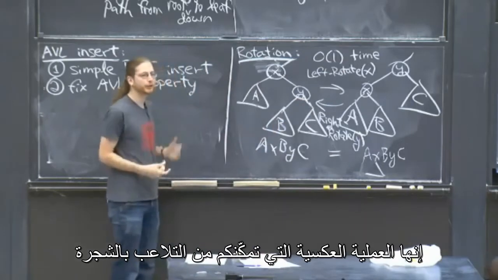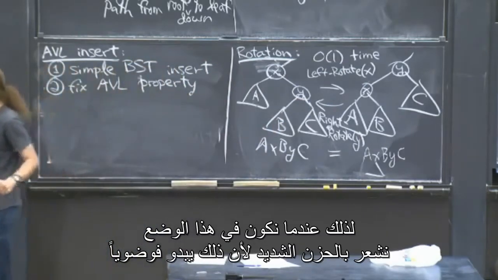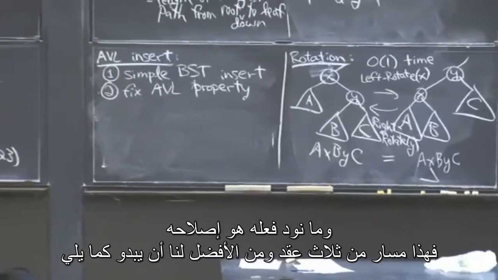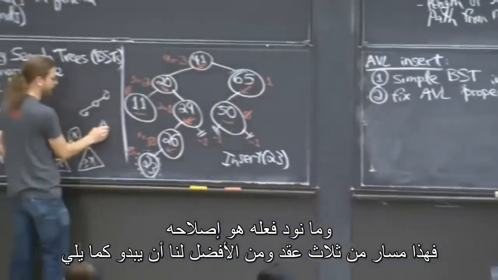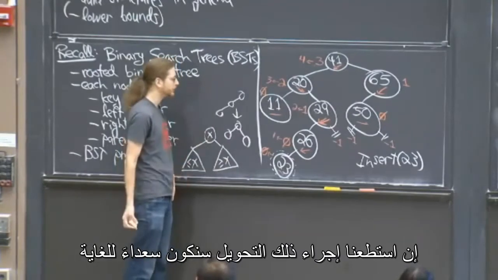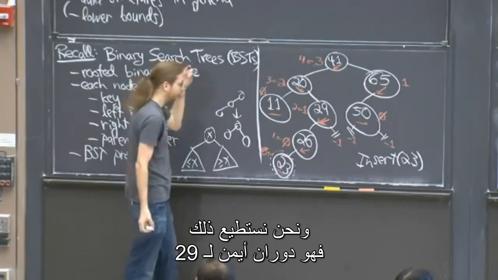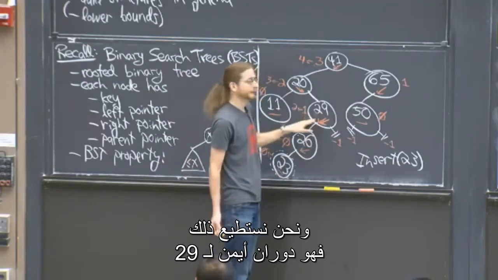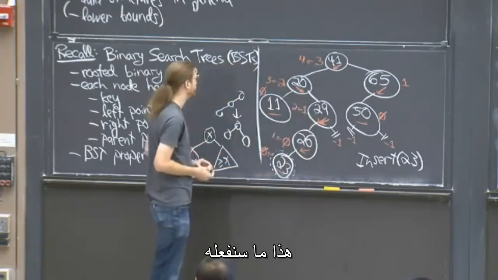It lets you manipulate the tree. So when we have this picture and we're really sad because this looks like a mess, what we'd like to do is fix it. This is a path of 3 nodes. We'd really prefer it to look like this. If we can make that transformation, we'd be happy. And we can. It is a right rotate of 29. So that's what we're going to do.